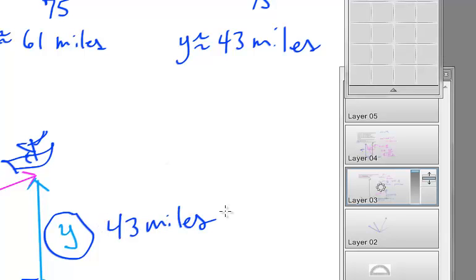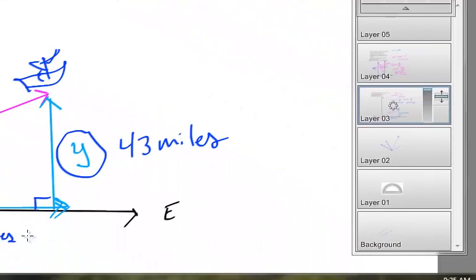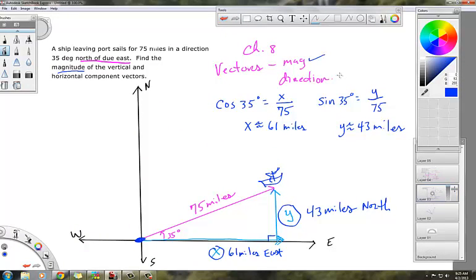Now it asks you just to find the magnitude of the vectors because the direction's already there. This is east, of course, and this is north. Vectors always have those two things, magnitude and direction. And if you've been confused about that, just one more time. This pink line is the resultant vector, and it has a magnitude of 75 miles. This is the magnitude, and the direction is 35 degrees north of east.